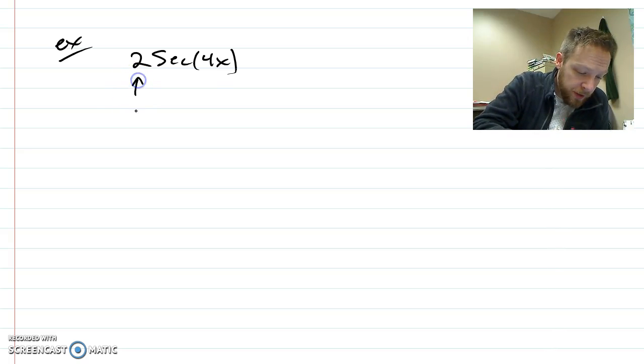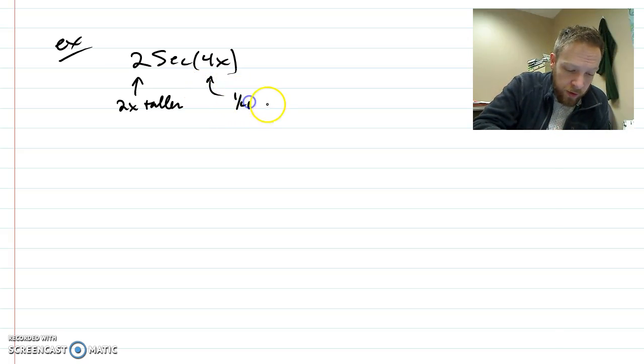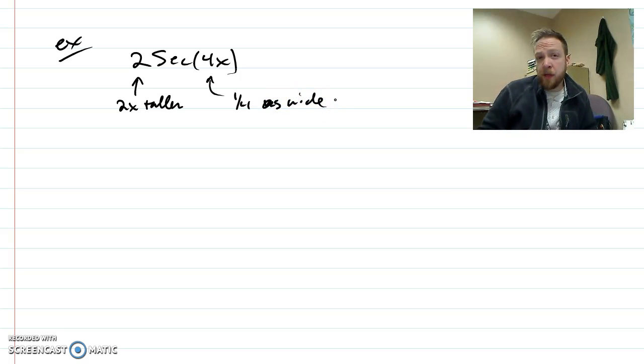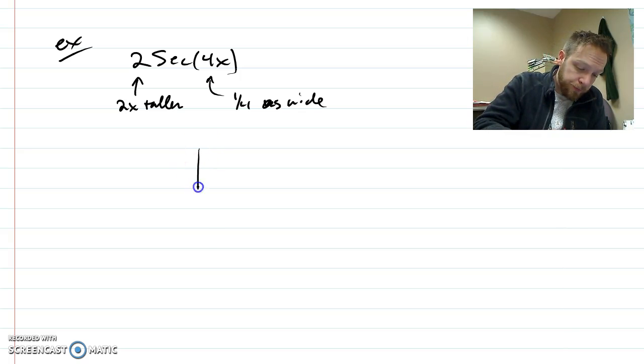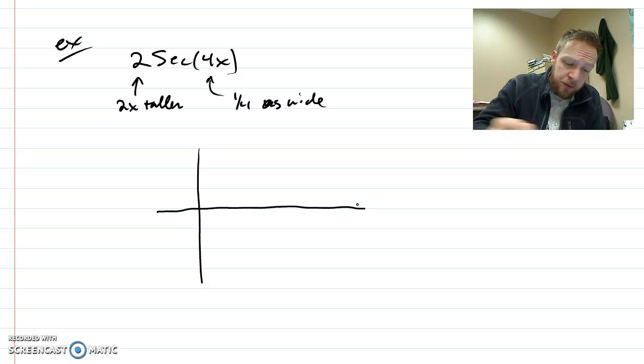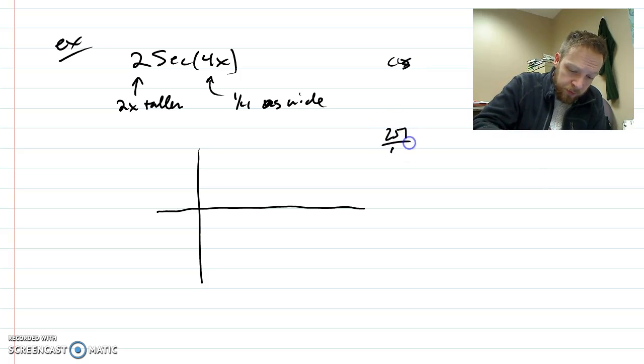So the 2 outside means it's 2 times taller, and the 4 on the inside is 1/4 as wide. Because remember, multiplying is stretches, and inside is always opposite of what you think. So if I was doing a cosine with those same transformations, I would do 2 pi all over 4 to figure out my period. My period here is pi over 2.